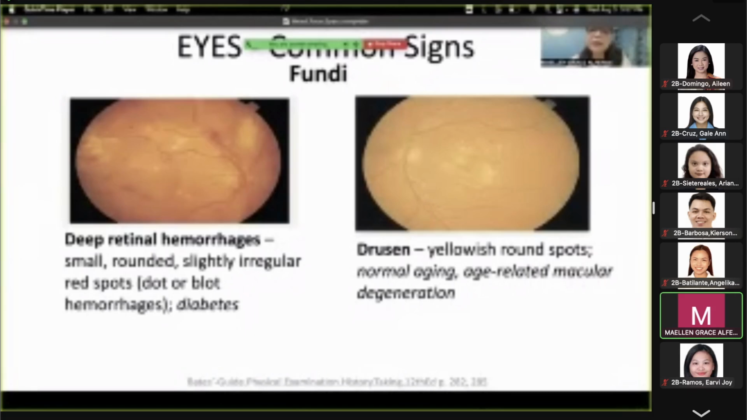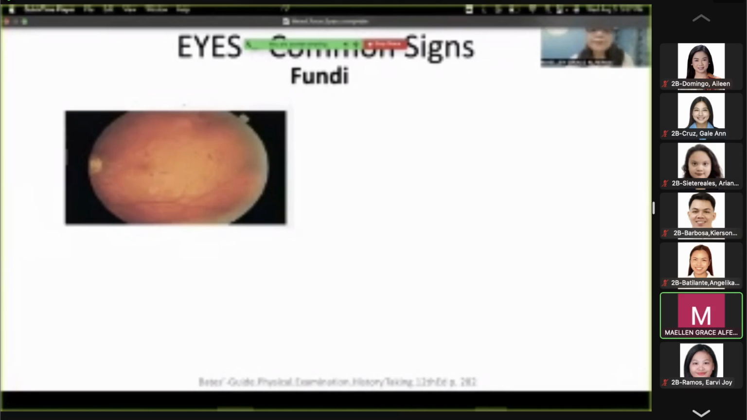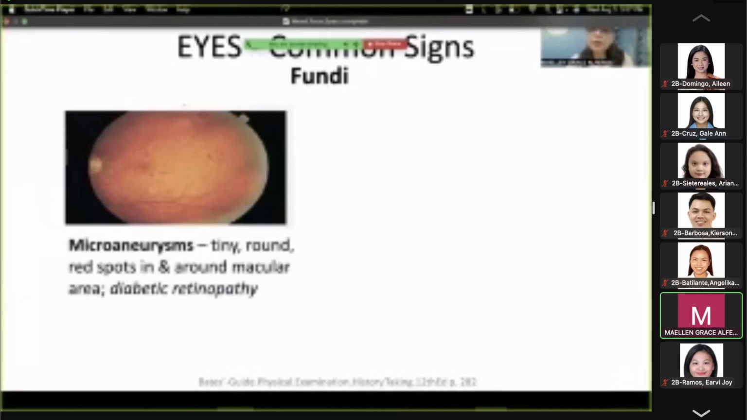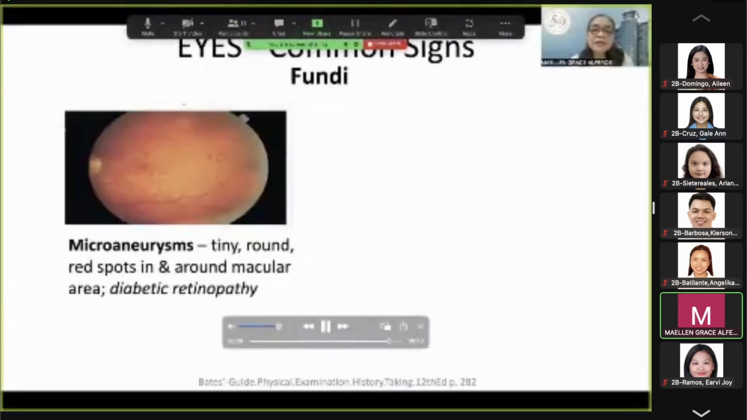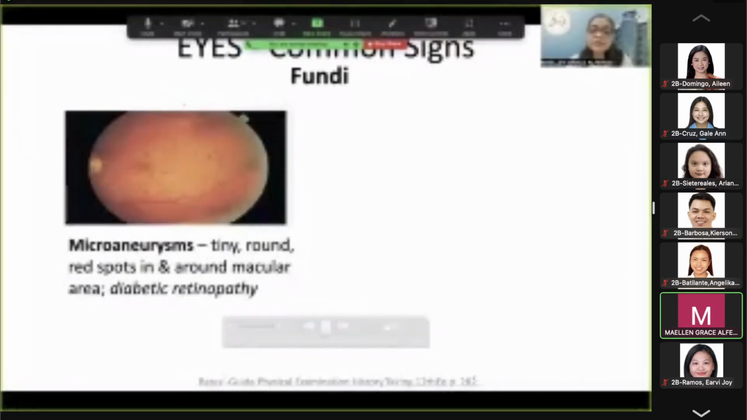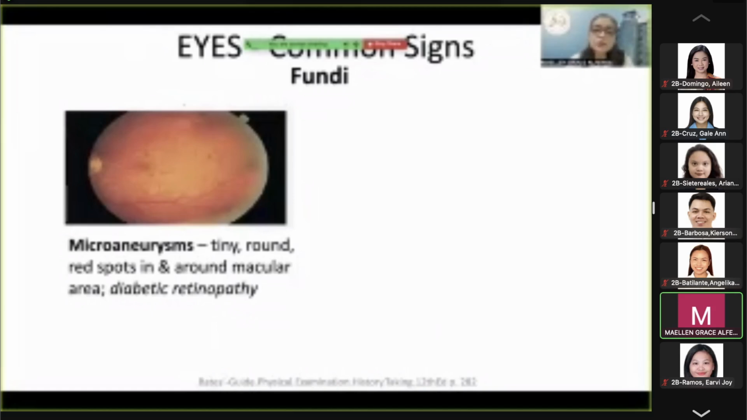That's why you see that near the macula is a drusen. So this is not a hemorrhage, but round spots due to aging. Now, another type of hemorrhage would be due to microaneurysms. The difference is that it's more in the area around and in the macula, and it's closer to the vessel. So what happens is that the blood vessels will have outpouchings, and these outpouchings can burst and produce hemorrhages also. So these are microaneurysms, no? Also seen in diabetic retinopathy.